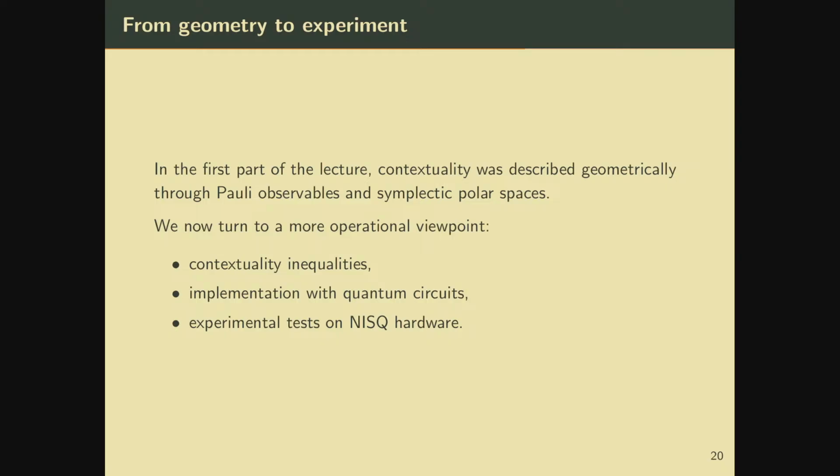So yesterday we described contextuality as a geometrical configuration in the symplectic polar space. And so what we're going to do now is discuss inequality related to this type of configuration, how we can implement this inequality on quantum circuit, and the type of experimental test that my student was doing on the IBM quantum computer. And if time allowed, I'll show you another even more exciting way of testing contextuality.